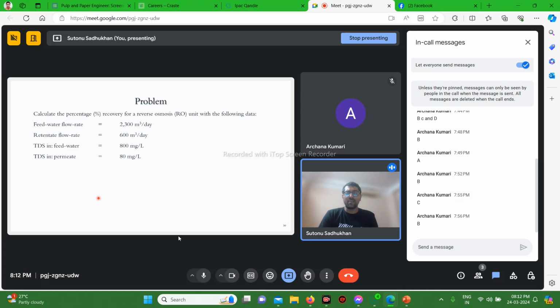So the RO unit or whatever is not important. Whatever unit it is, based on the data only, you can calculate the percentage recovery. Okay, be it an RO unit or NF unit or UF unit or MF unit, based on these data, you can calculate. Or maybe all the four data may not be required. Maybe some of them are non-useful data, some of them are useful. So you can only use the useful ones and calculate the percentage recovery.